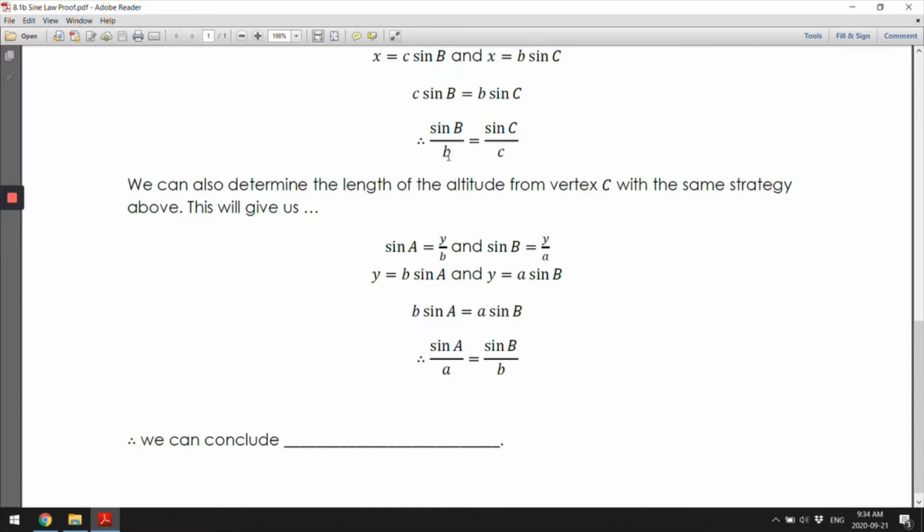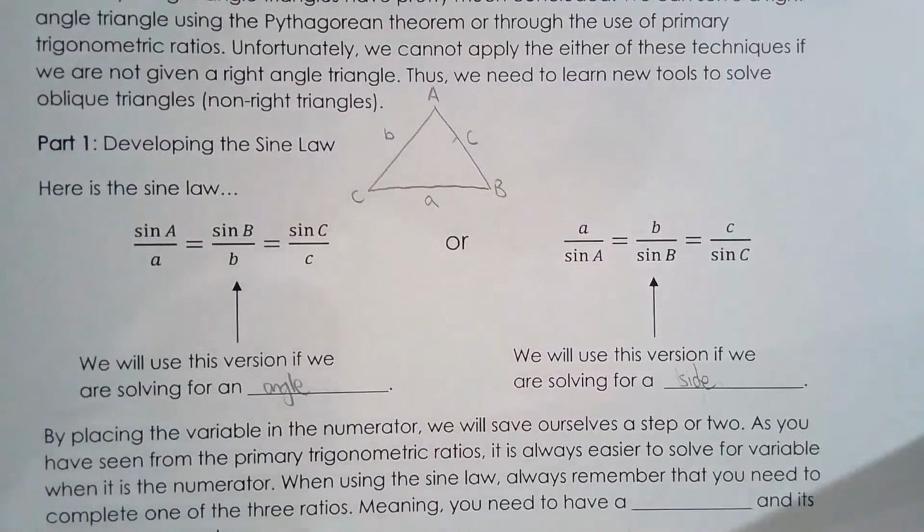Now, hopefully we can fill in this blank. From the altitude from vertex A, we've developed sine B over B equals sine C over C. From the altitude from vertex C, I get sine A over A equals sine B over B. So can we not conclude the sine law? Okay, I'll let you fill that in yourself. Okay, so hopefully now you understand how we derived the sine law.